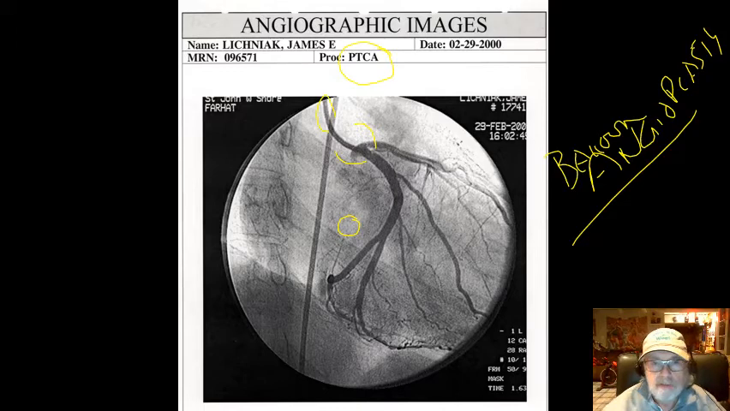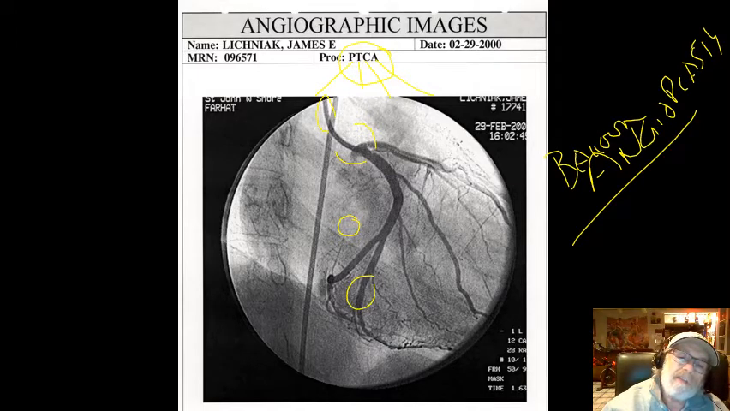The PTCA. Percutaneous means it's through the skin. They go through a needle through the leg into the femoral artery. Transluminal means across the lumen or the channel. Coronary because it involves the coronary artery. Angioplasty: plasty means a surgical repair, and angio means repair of the vessel. What they do is they blow up a balloon, and you actually see a little wire mesh in there, which is actually a stent that keeps it open.